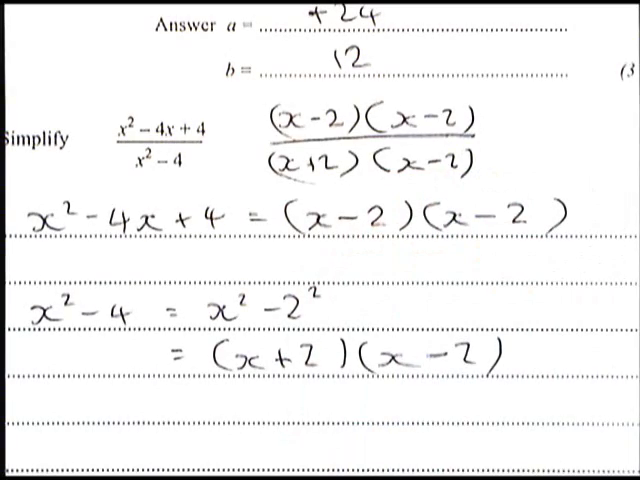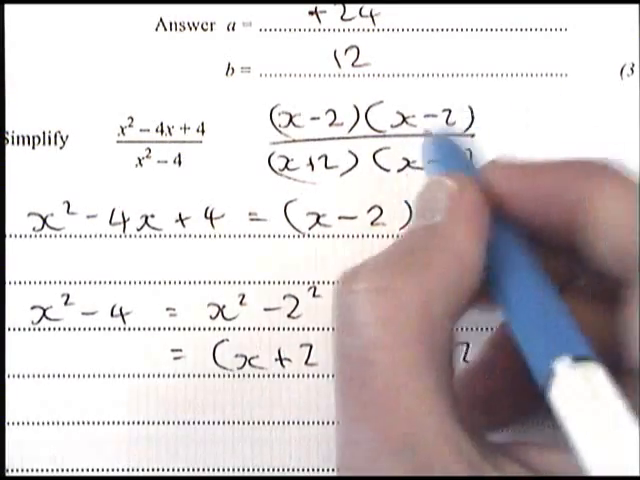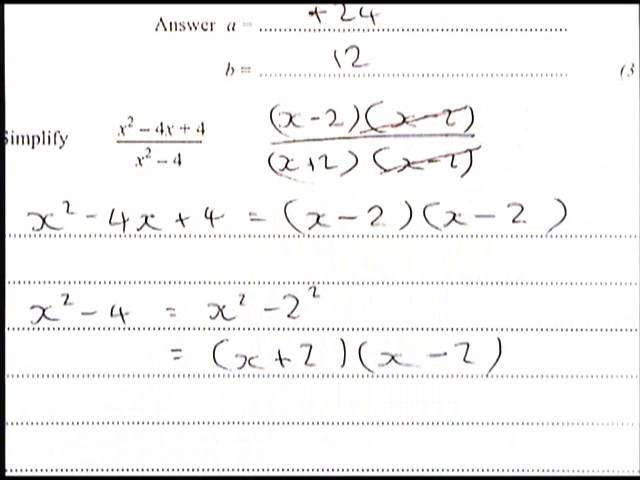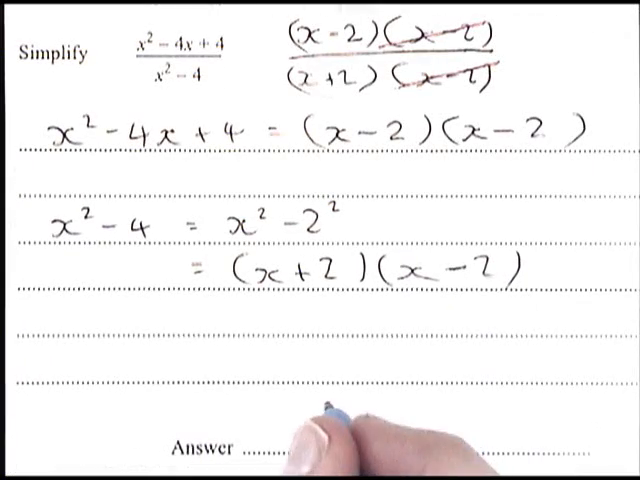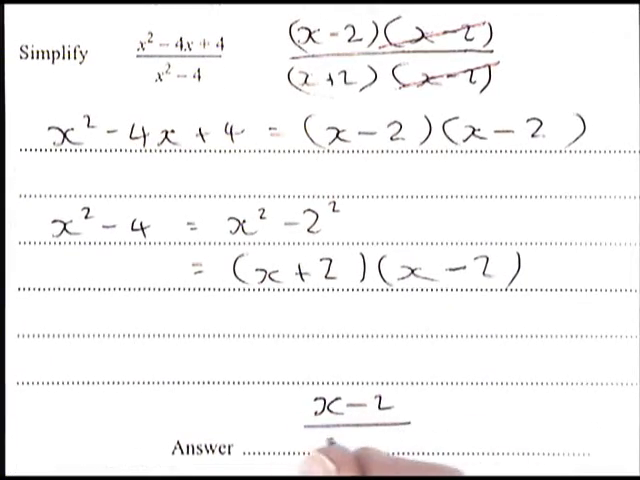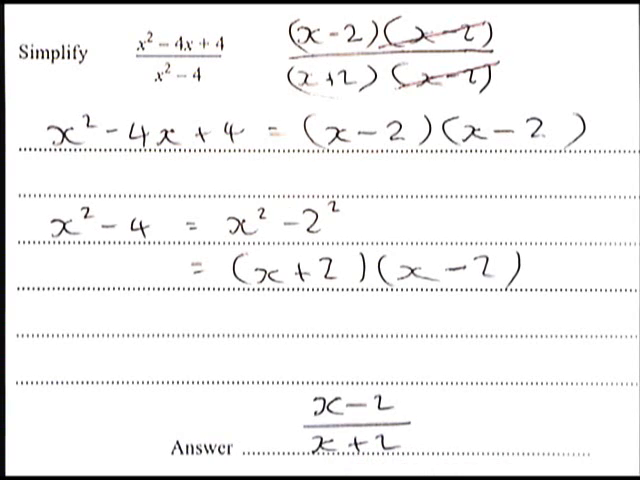Now I said we had to simplify. Well, those two brackets are the same, so we can cancel those, they disappear, and we're left with an x minus 2 on the top and an x plus 2 on the bottom. And that is the answer. X minus 2 on the top and x plus 2 on the bottom.